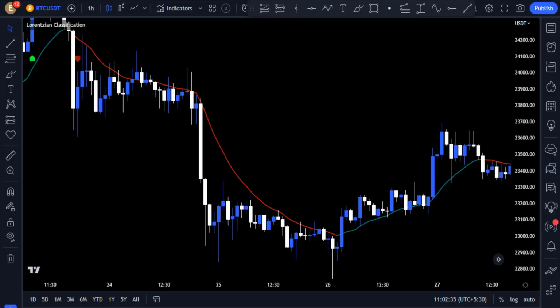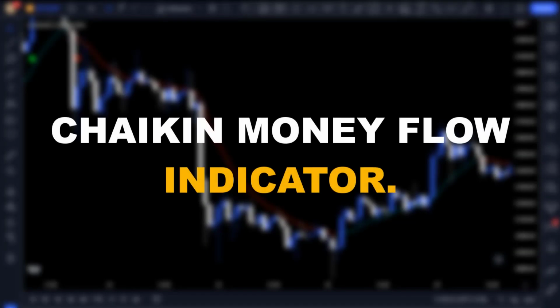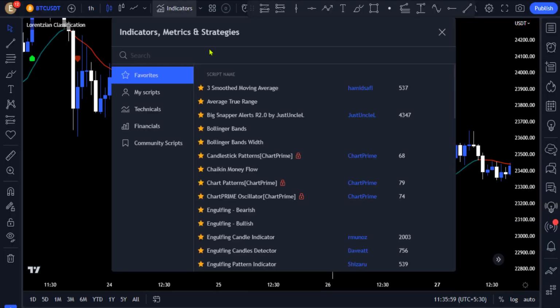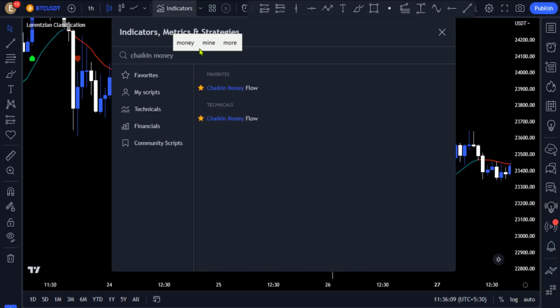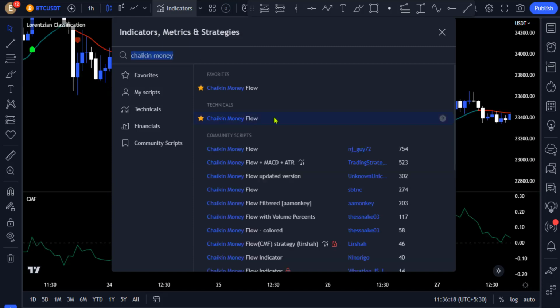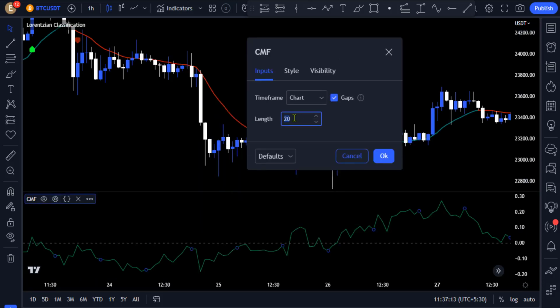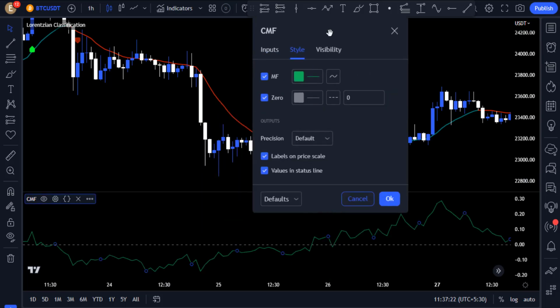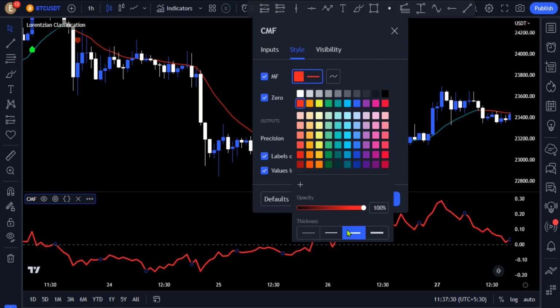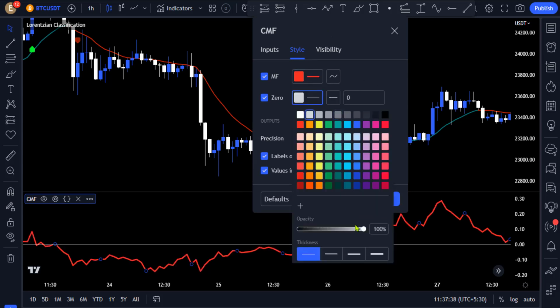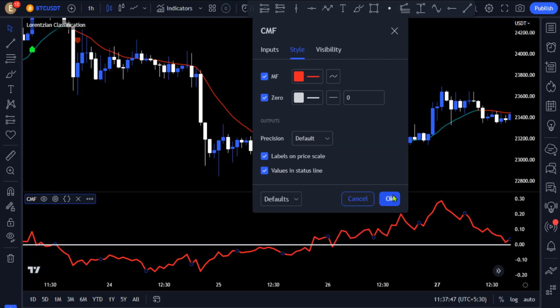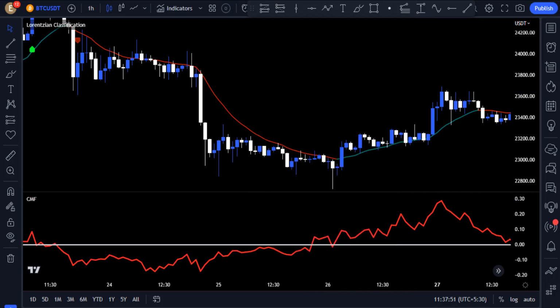One of the supplementary indicators that you can use with the machine learning indicator is the Chaikin Money Flow. So go now to the Indicators tab again, search for Chaikin Money Flow and add this one. Now let's go to the settings of the indicator and set it up. Here in the Inputs section, you are going to change this length to 25, then go to the Style tab and change this MF line to red and increase the thickness of the zero line to normal, and then click OK. This indicator is similar to the RSI indicator, but it doesn't have the overbought and oversold thresholds.